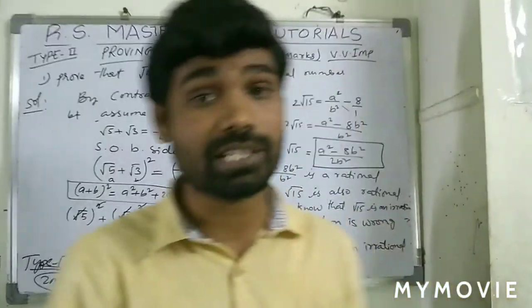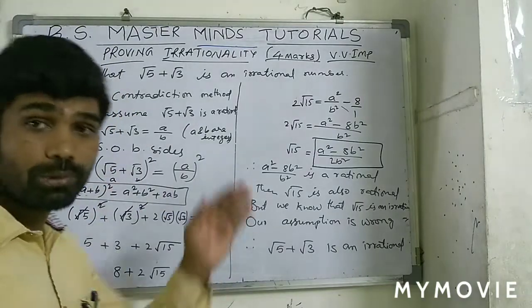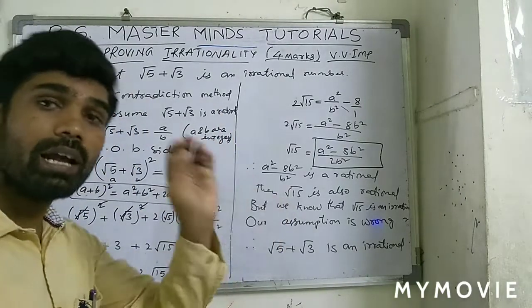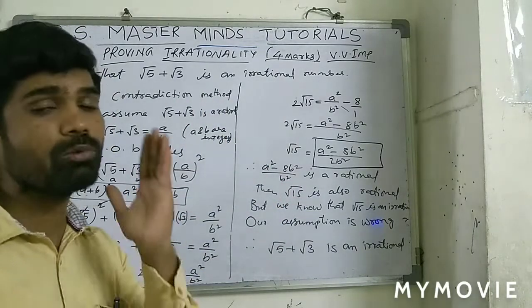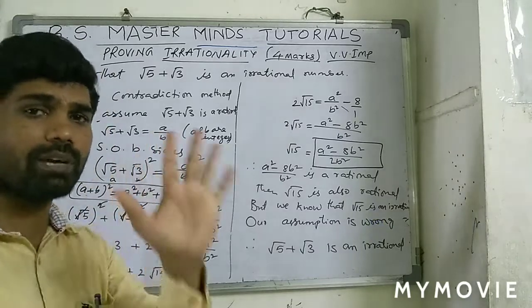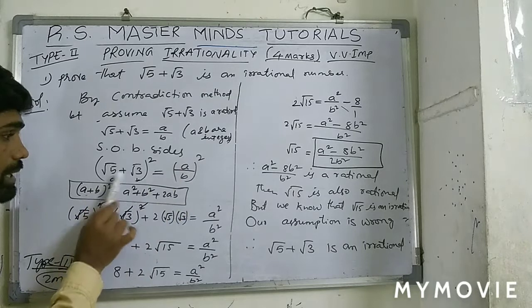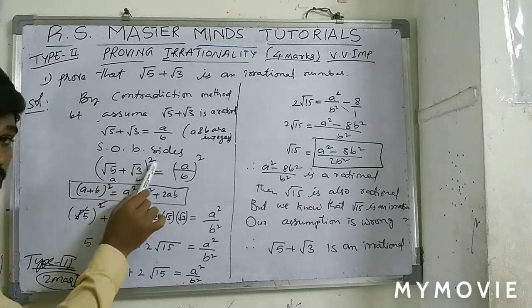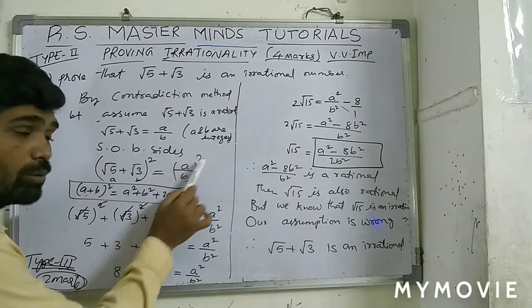When it is a rational number, it is in the form of a by b. So under root of 5 plus under root of 3 is equal to a by b, where a and b are any integers. Now, to remove the square root, there is only one option: squaring on both sides. So under root of 5 plus under root of 3 whole square is equal to a by b whole square.